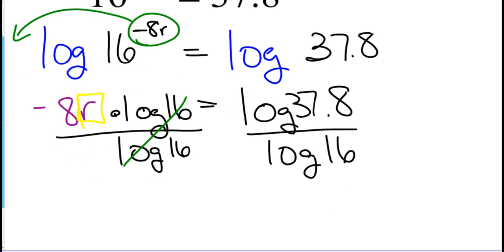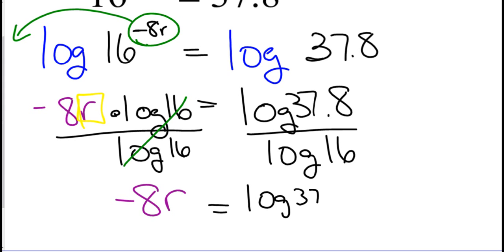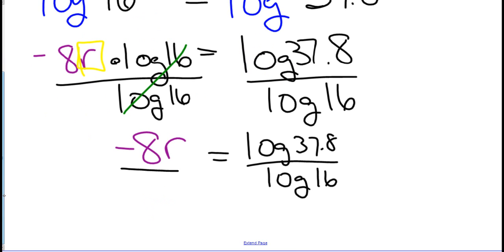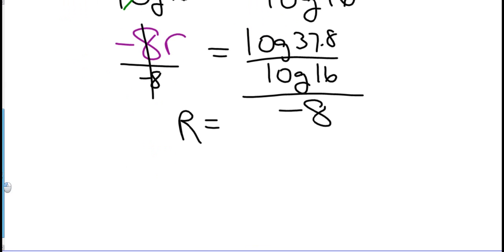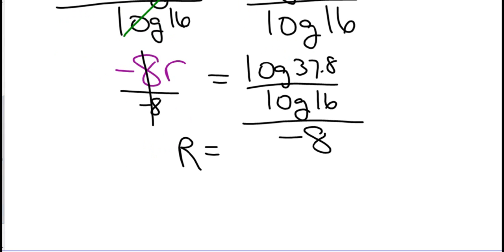And then I will still have a negative 8r equals log base 10 of 37.8 divided by log base 10 of 16. And then you're going to think about, oh, well, now I can divide both sides by a negative 8. And you are totally 100% allowed to do that. That is definitely an option. So we now have an r.